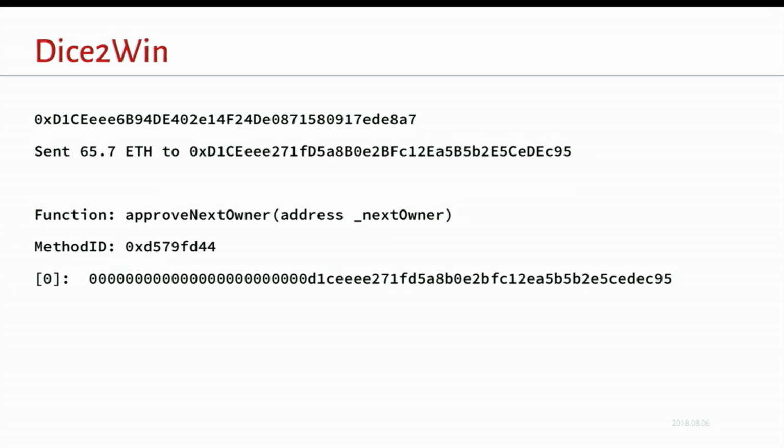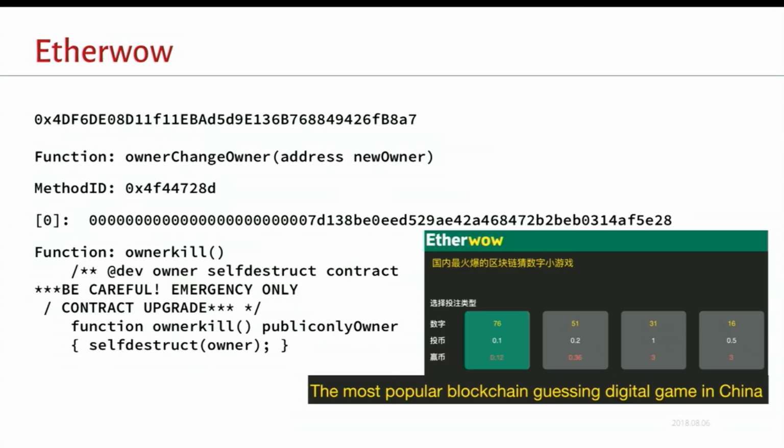And this one sent 65 Ether. That's a lot. So it turns out there's even more gambling on the blockchain. Here's another one that turns out to be intentional. It's called EtherWow. The Google Translate says it's the most popular blockchain guessing digital game in China. I'm not so sure because there's only been a few Ether ever transferred into any of these things.